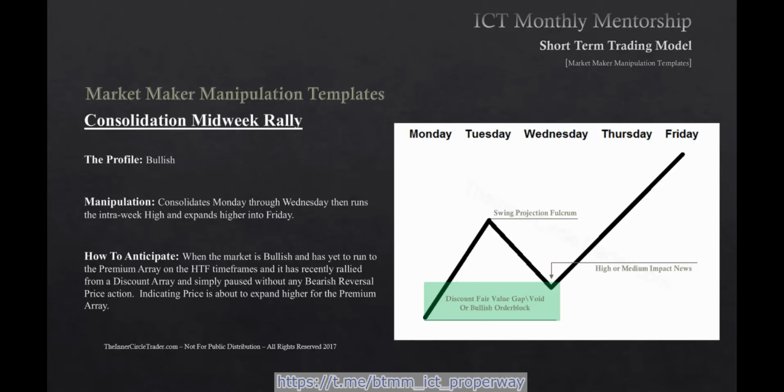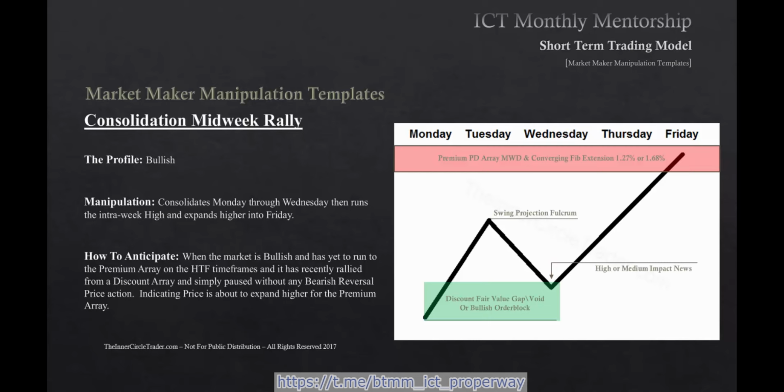Your swing projection or fulcrum point is the intra-week high formed on Tuesday. Now this could also be a Monday high too, in other words, it could trade up to creating a short-term high on Monday and then trading down Tuesday and into Wednesday. But that's one simple caveat to this template, and it's reversed for when you're looking for a consolidation midweek decline. But you're aiming for a premium PD array, either in the form of a monthly, weekly, or daily, and converging fib extensions of 127 and or 168.